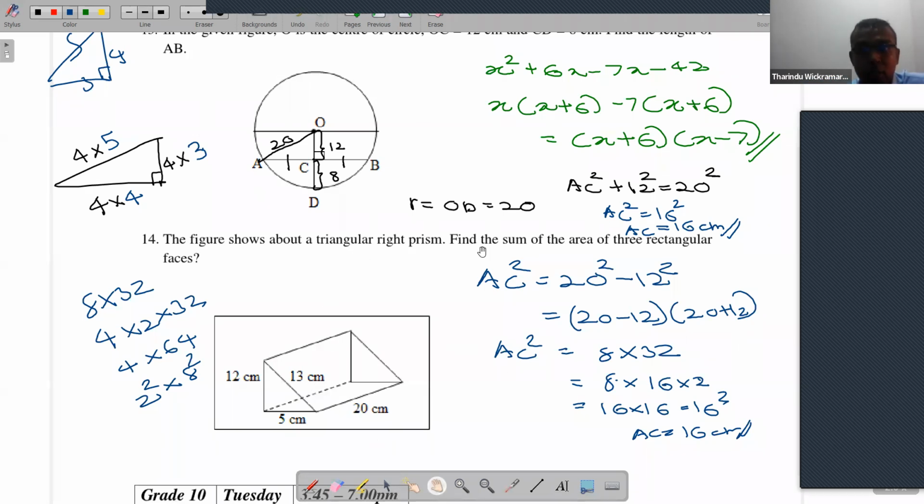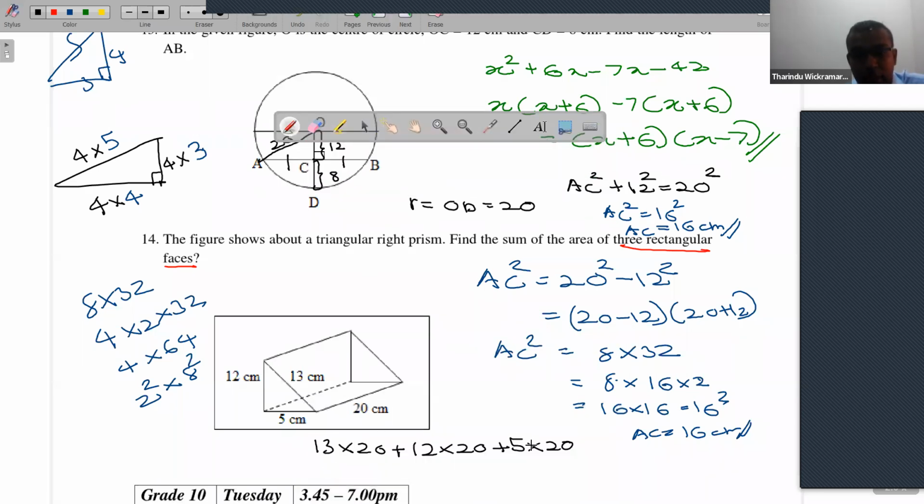So here they are asking to find the area of three rectangular faces, not triangular faces, for the total area. So this is a rectangular face, 13 times 20, 2a times 20, and 5 times 20. So how many 20 sets are there? Here 13 sets, 2a sets, 5 sets. So altogether 30 sets of 20. You can easily simplify that as 600 square centimeters.